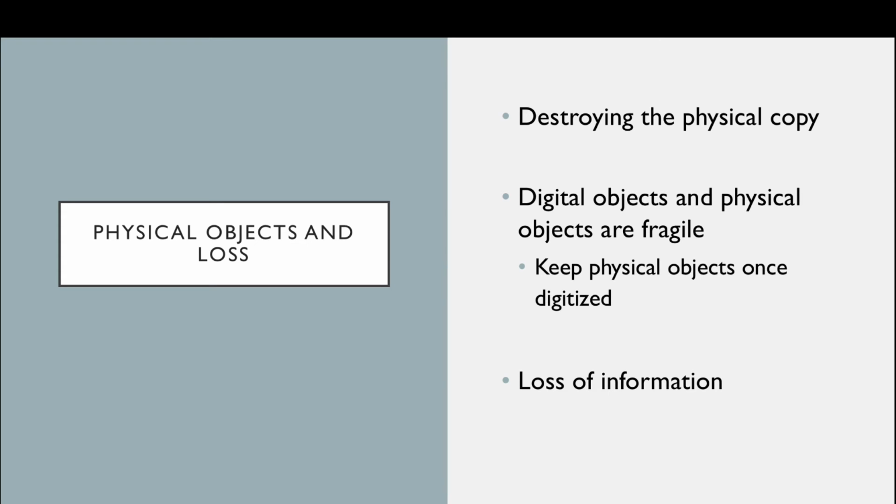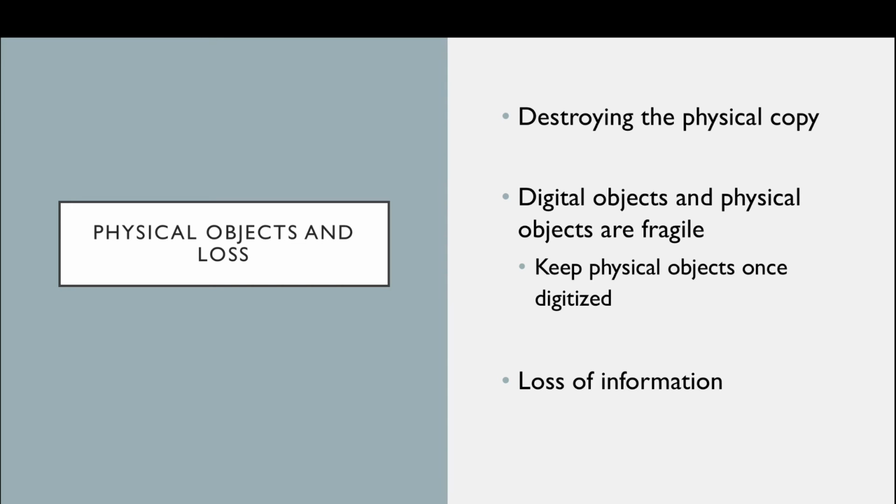Additionally, digital objects and physical objects are fragile. They're fragile in different ways. Digital objects are fragile because if they're not properly saved in the correct format or properly stored, the files can become corrupt or no longer accessible. And if the physical object no longer exists, you lose the object forever. And physical objects are fragile for different reasons, and it's part of the reason why they're being digitized for long-term preservation.